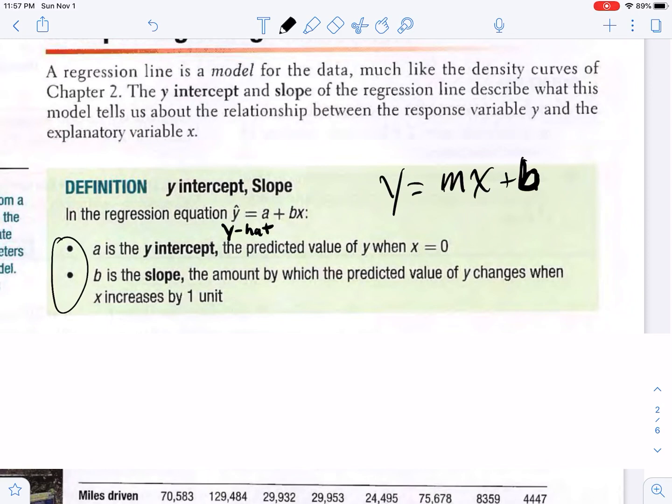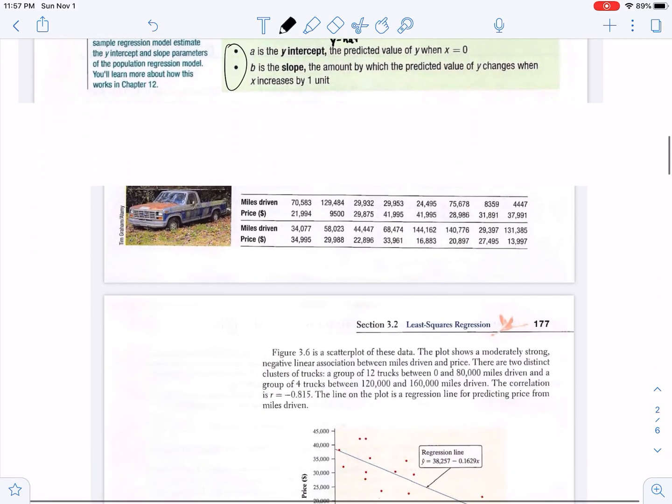Big question is, why do I use this instead of the normal line variables? Well, there's two reasons. On the formula sheet you get on the AP exam, this is the version it's given to you, and also in the calculator, when you calculate a regression line, it's in the a plus bx form.